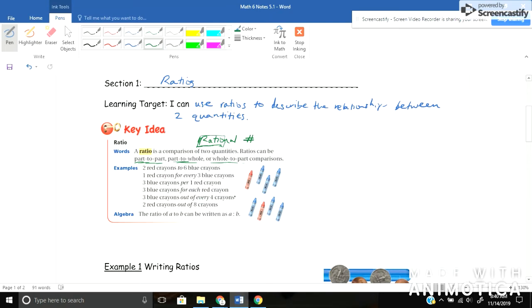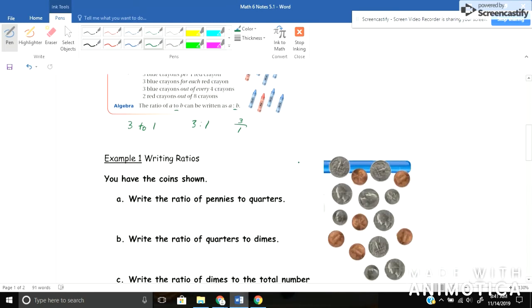Okay, lots of different ways you can say this, and you can write ratios a bunch of different ways as well. For example, you could write it with the word "to," so you could say 3 to 1, or you could write it with a colon, so you could say 3:1 this way. You could even write it as a fraction, 3 over 1, this way. Lots of different ways to write ratios, lots of different ways to compare numbers. Let's see what that might look like in a few examples.